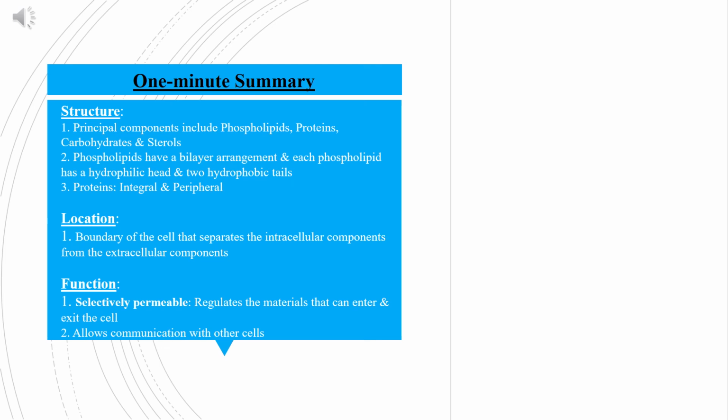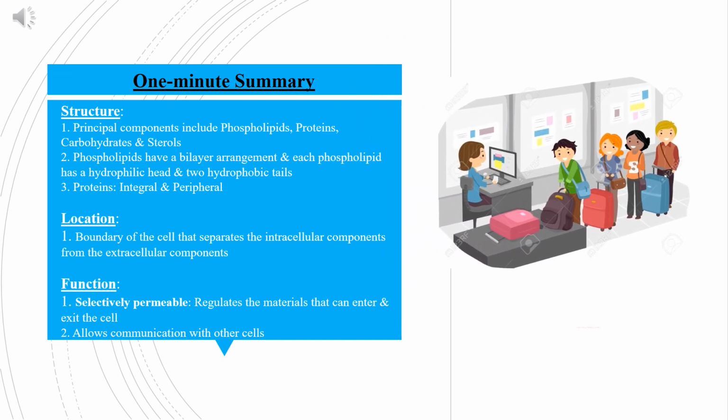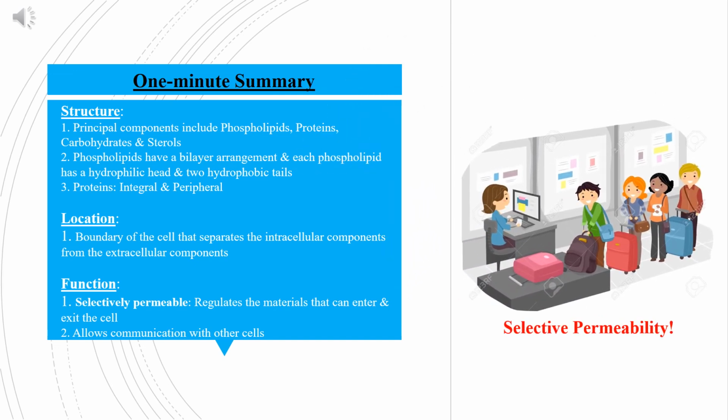Location, the cell membrane forms the border or the boundary of the cell, separating the intracellular components from the extracellular component. Functionally, the cell membrane is selectively permeable, controlling the materials that can enter and exit the cell, and it allows or facilitates communication with other cells.